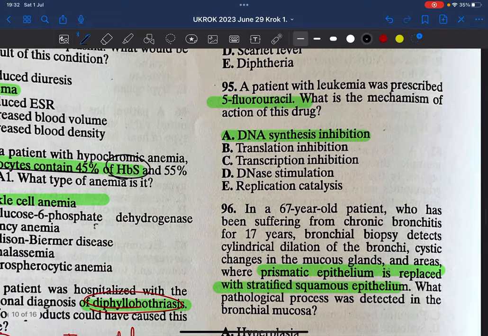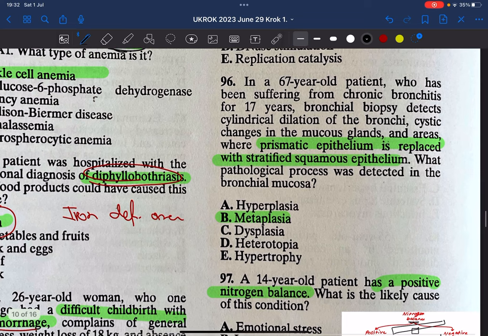We have 5-fluorouracil. 5-fluorouracil is an anti-cancer drug, and its mechanism of anti-cancer action is DNA synthesis inhibition. We have the epithelium replaced with stratified squamous epithelium, and this means that we have metaplasia. Metaplasia is a change of the type of the epithelium.